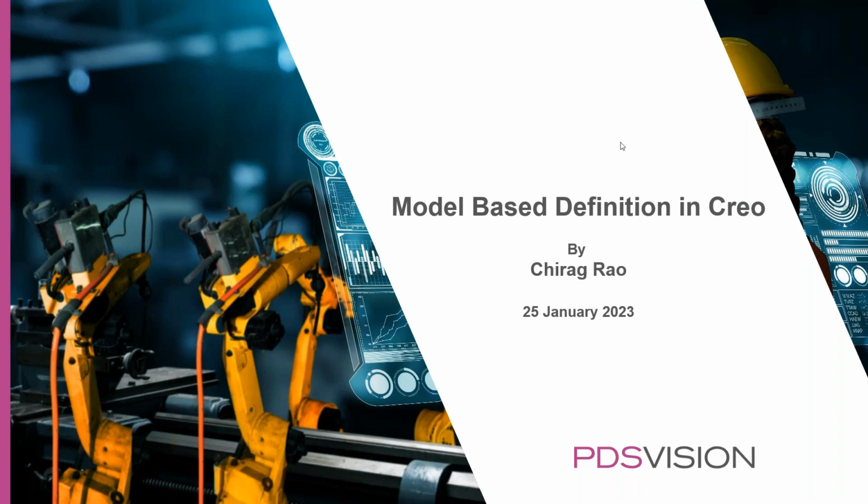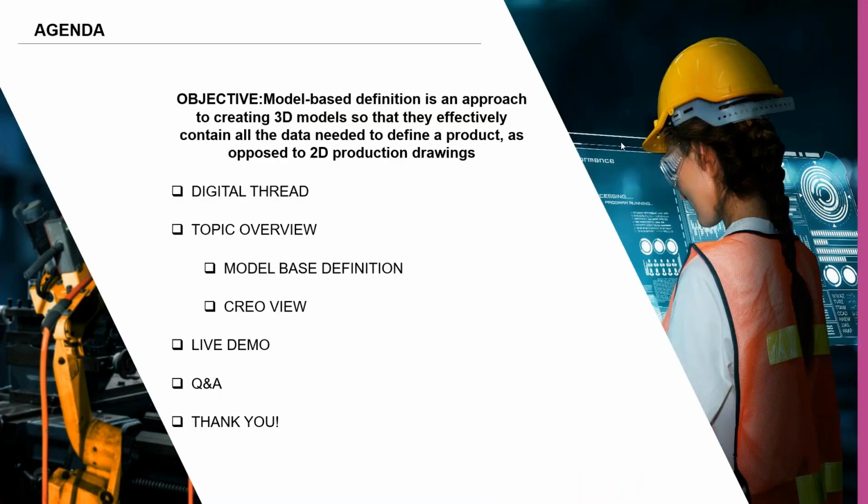So I'll just take you through the objectives of what we will be doing. We will initially get into what a digital thread is. Then our topic overview will be based on model-based definition and how we can get that inside Creo View, and how we can use Creo View to read the information which we have created in a model-based definition. Then a quick live demo, where I'll show those two things. Then we will have a Q&A. You can post your questions in the questions tab.